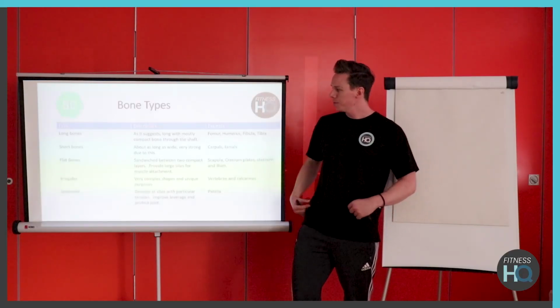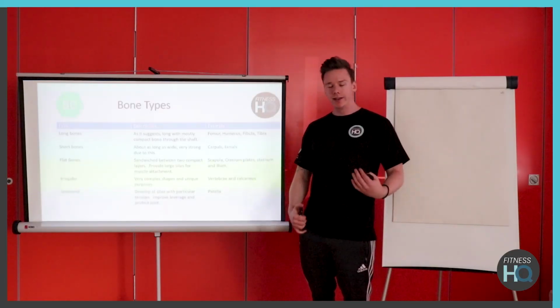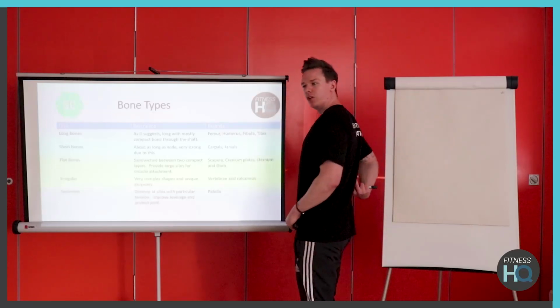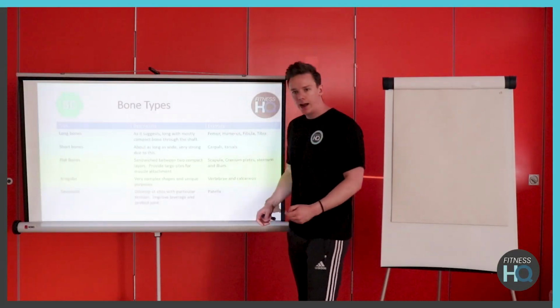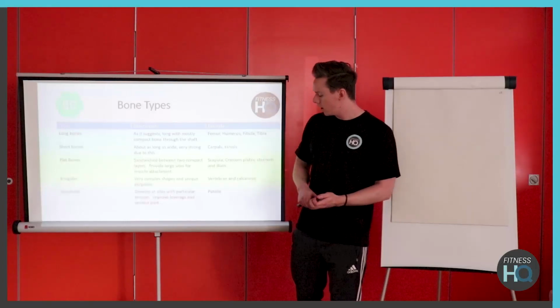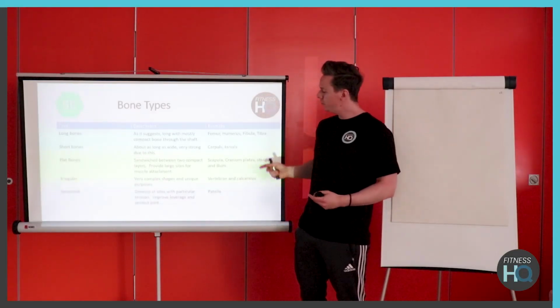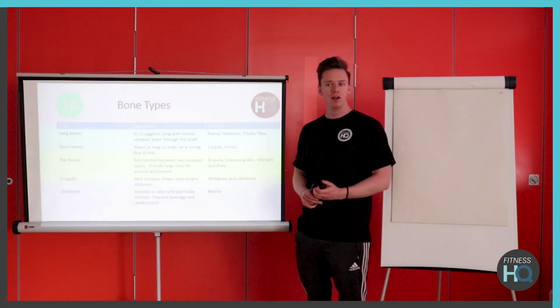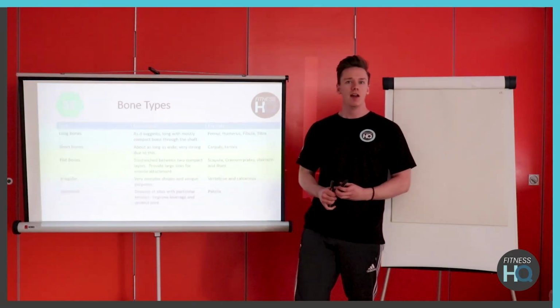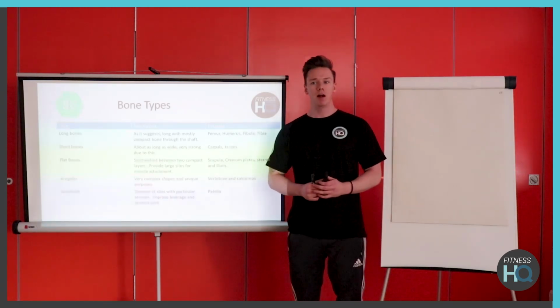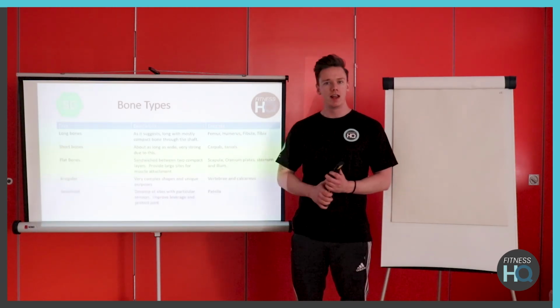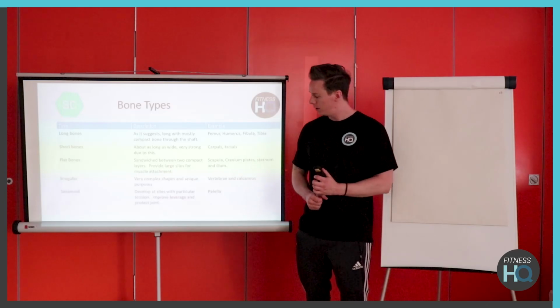Irregular bones, like I said, have no set shape, so the obvious one is the vertebrae. We've got the calcaneus here as well, which is actually your heel bone. Obviously, there's a lot of new names coming in here, so you'll find that quite often with anatomy. Basically, everything is based around the Latin names, so you'll see some new words coming up.